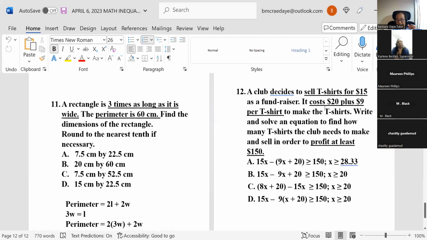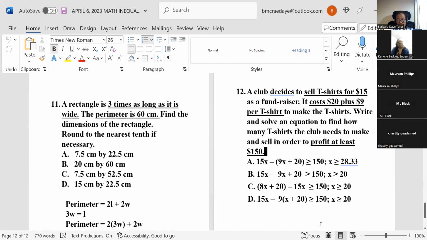Okay. Now, if you want to make a profit of at least $150, write an equation and then solve it for how many t-shirts the club needs to make a profit of at least $150. And what does at least mean? Greater than or equal, less than or equal? Greater than or equal. And that's what you see here in all cases, greater than or equal.